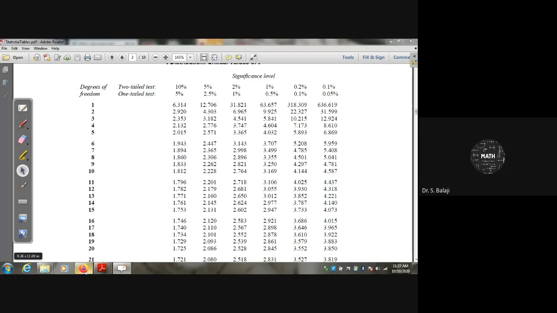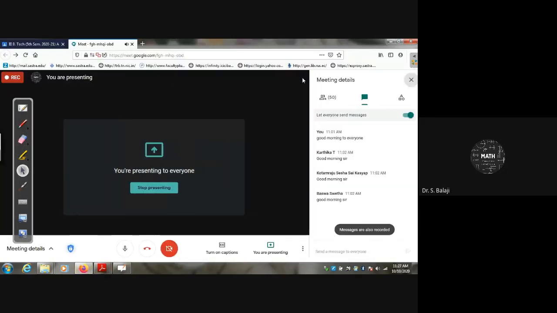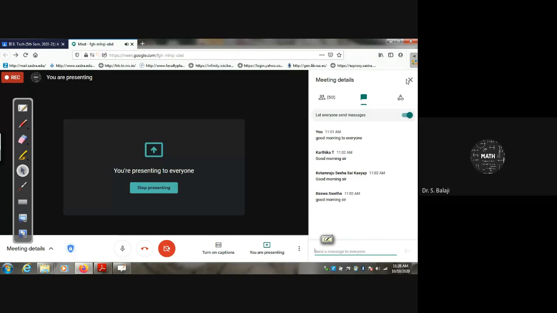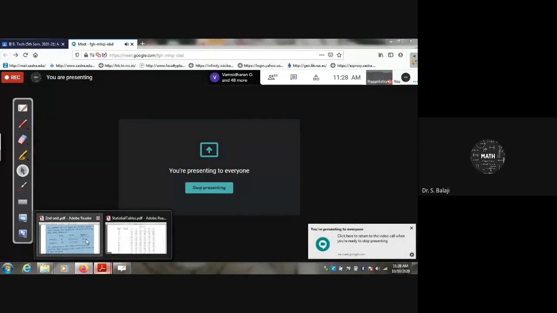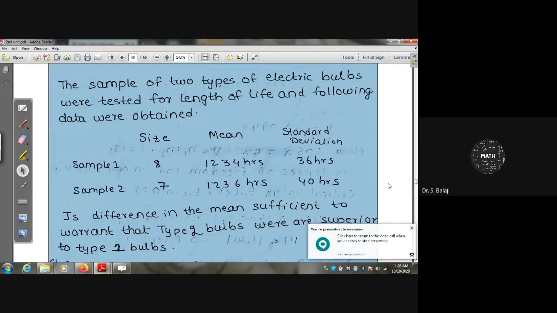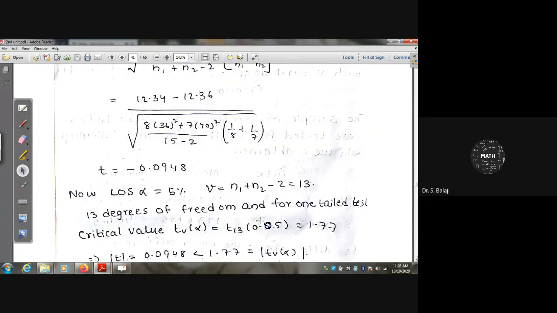Yes. I think all of you understand this problem here. Okay. Then we move on to the next problem, for which you can use test statistic 2 here.